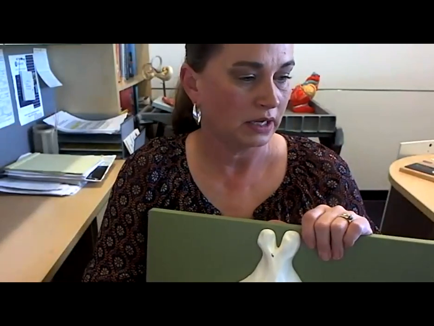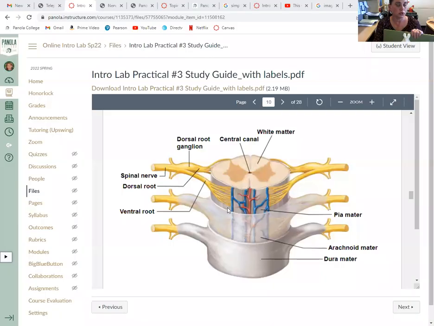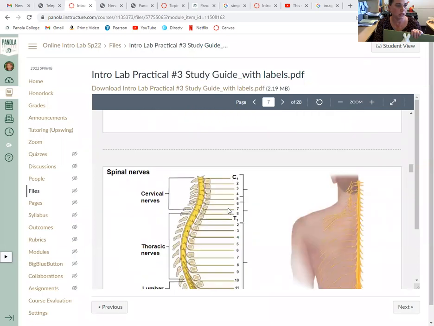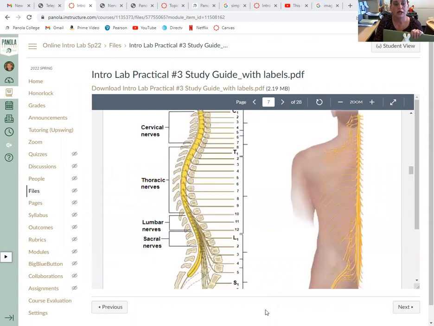Okay, going back to sharing a screen, I'm going to show you some pictures that you need to know. Let me go back some. Don't forget also that the nerves coming off in the neck are going to be the cervical nerves. The nerves coming off of the thoracic vertebrae area are going to be your thoracic nerves. Then the nerves coming off in the lumbar region here are going to be the lumbar nerves. And then the nerves coming out at the sacrum are going to be the sacral nerves.